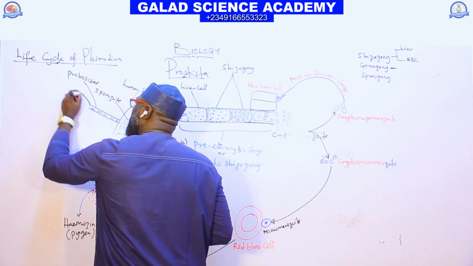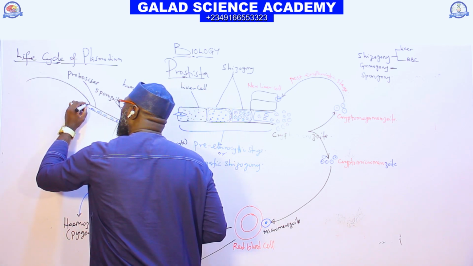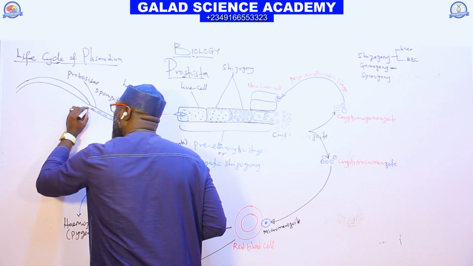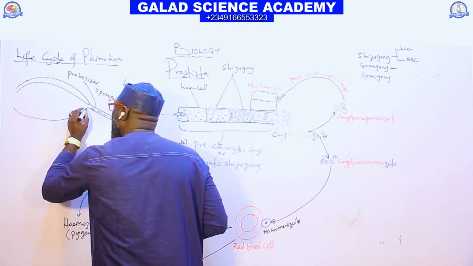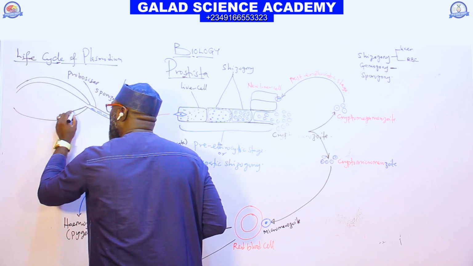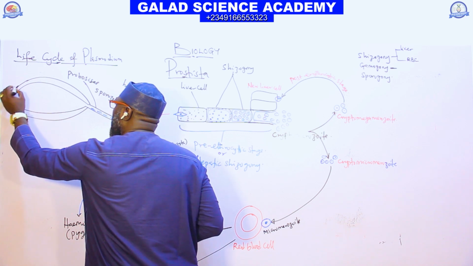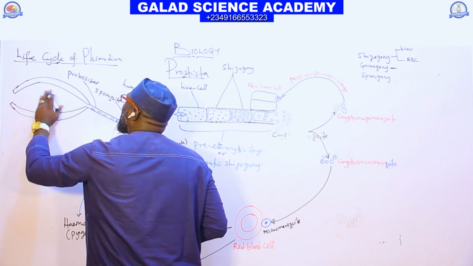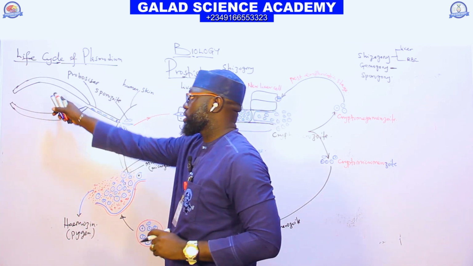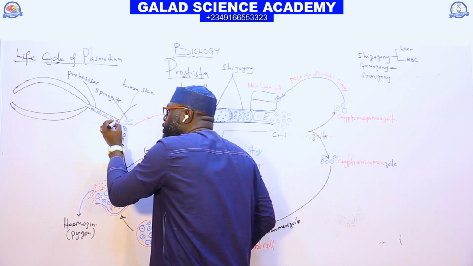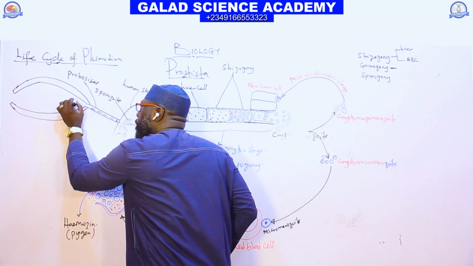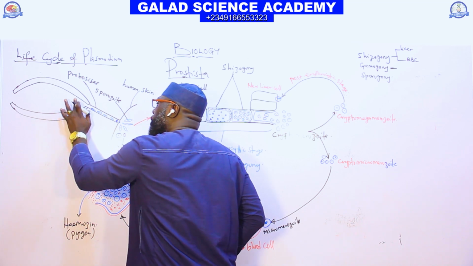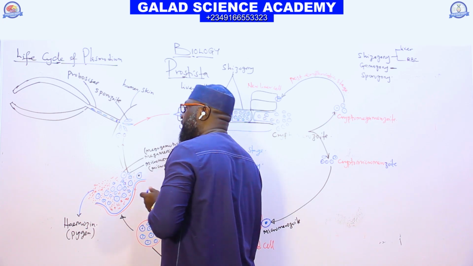And we said this is the wall of the mosquito. And this is the wall of the, assume this is the mosquito gut. So when this thing gets into the mosquito, we will have, so I'm using blue to represent the gametes.